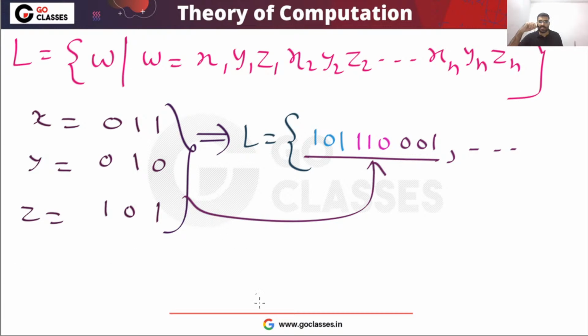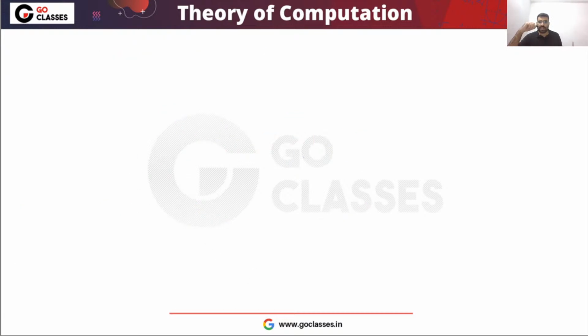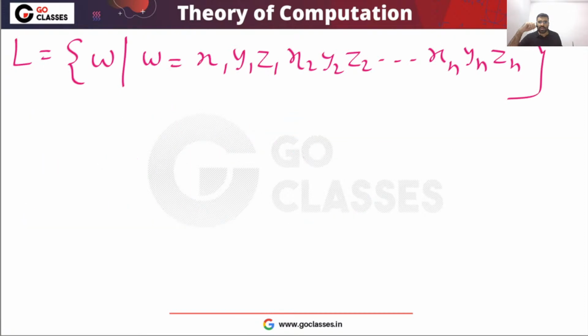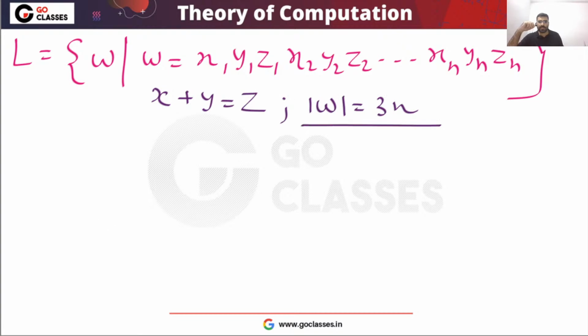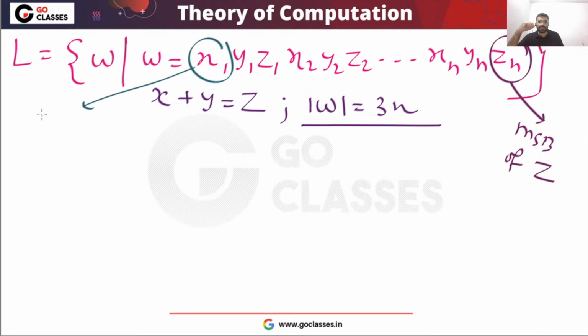I hope this idea is clear. So did you understand the language? Let me know. Finally, did you understand the language? What is this language saying? The language is saying that x plus y should be equal to z. And you can notice the length of w must be a multiple of 3. This is the MSB of z, and this is the LSB of x. And x plus y should be equal to z.